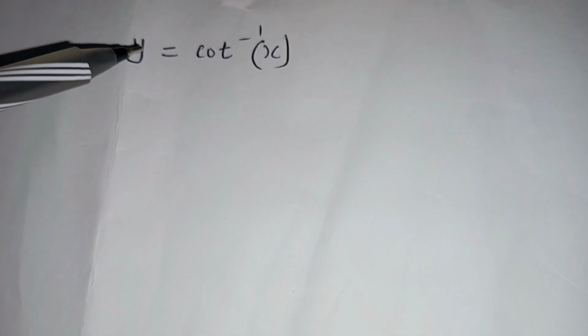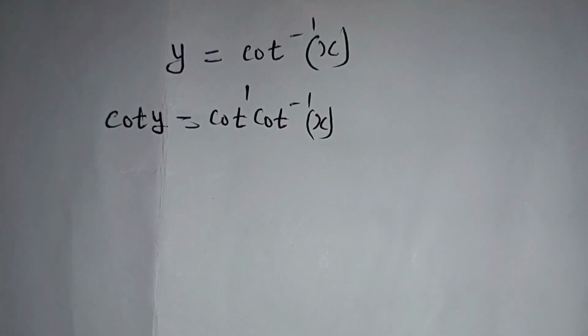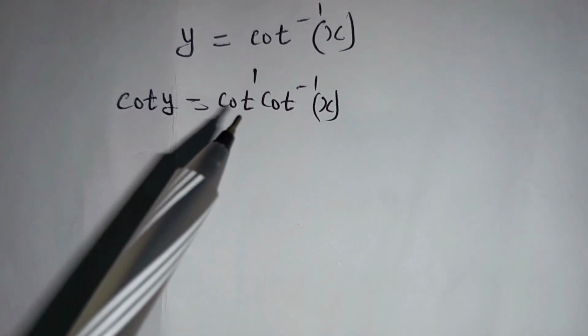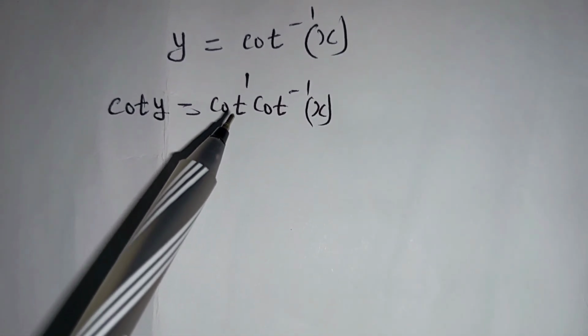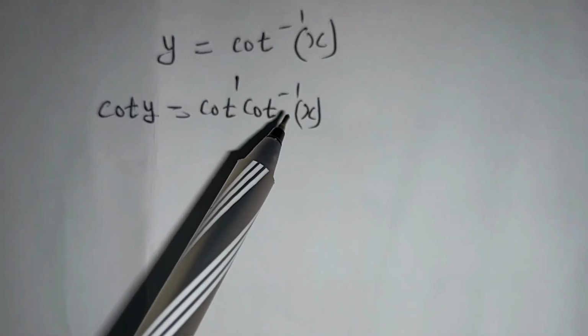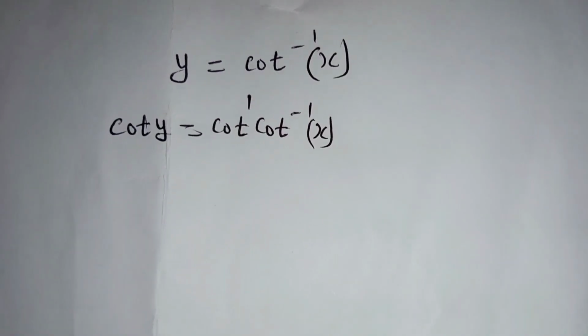Hello, welcome to this video where you are going to obtain the derivative of cot inverse of x. So we begin by multiplying both sides with cot, to obtain, to the left, cot y, and to the right, cot power 1 cot power negative 1 x.